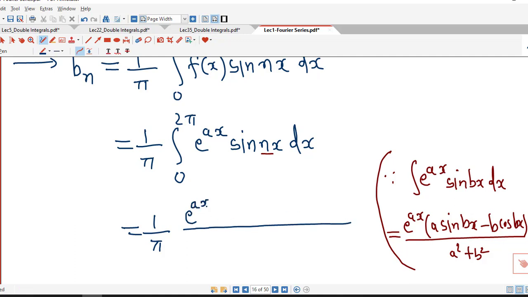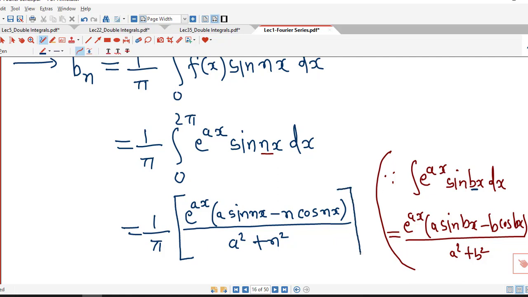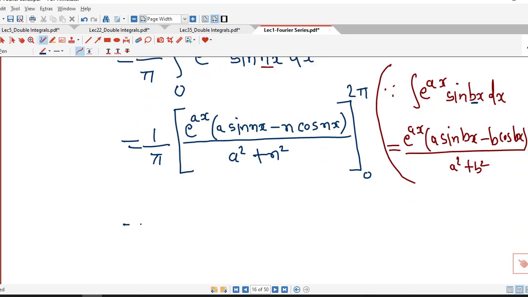So this is equal to e raised to ax (a sin nx minus n cos nx) divided by a square plus n square. Using this formula, instead of b we have n here, a is as it is, and x has limits from 0 to 2 pi. So now we determine the value of this bracket at x equal to 2 pi and x equal to 0. This part is common, 1 over a square plus n square.